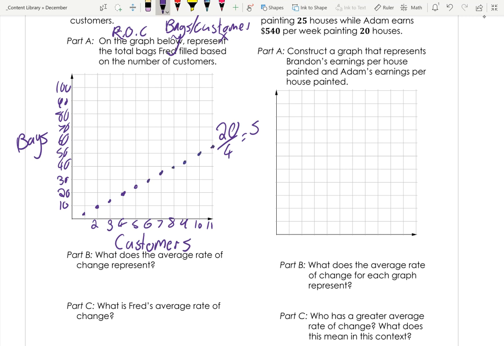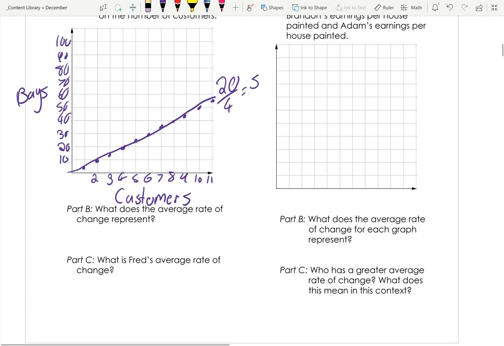It all depends on how you decide to label your axis. It's still the same graph because the points would still be the same. 4 customers would still be 20 bags, 3 customers would still be 15, 2 customers would still be 10. So all those points are still the same. It's just the axis might be labeled a little different. But either way, it's going to be a straight line in this problem.